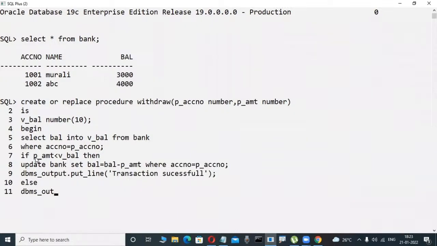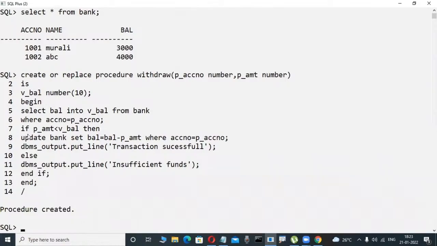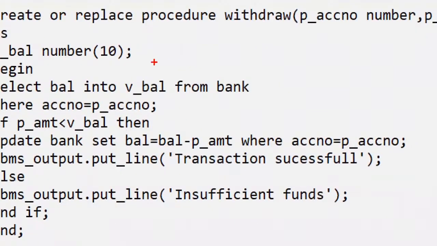And now check it out here: else, insufficient funds. Some coding is there. This is not a difficult coding, it's that easy. Now check it out, I'm writing a procedure, for example. This is called a procedure. This is not difficult coding, very easy coding.